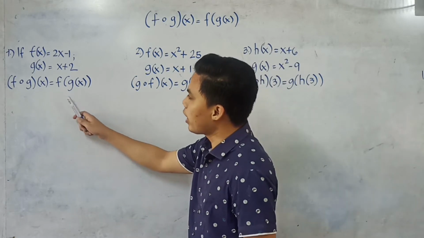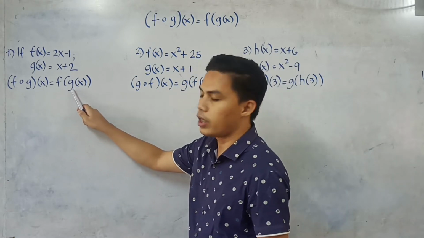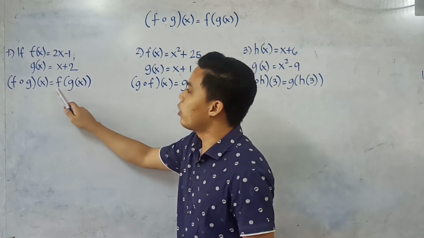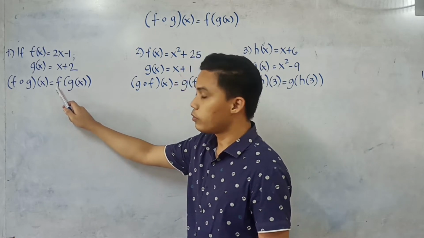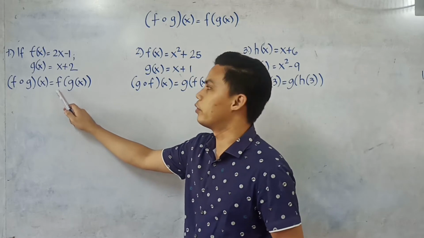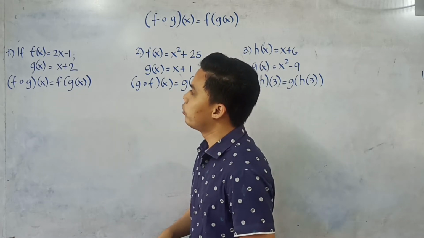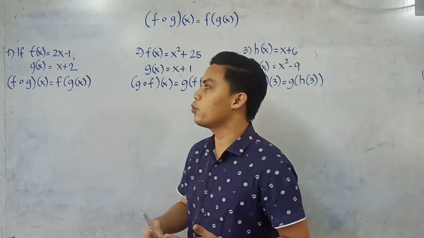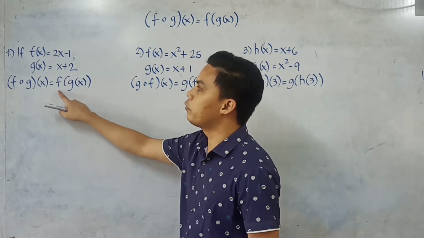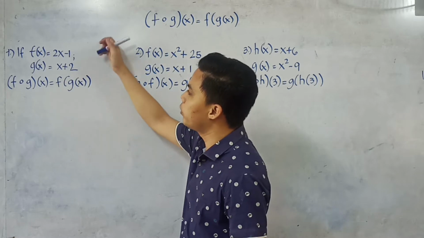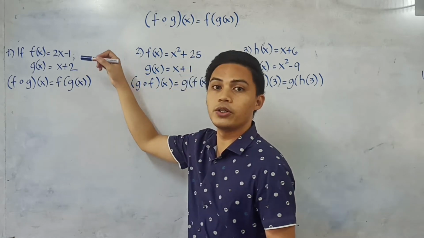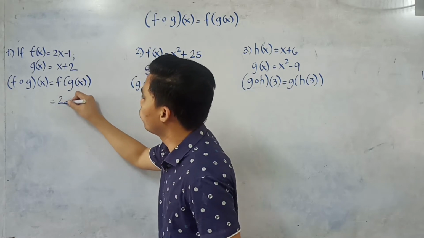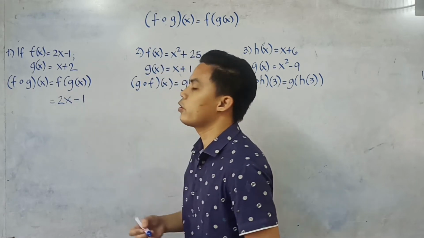So in this case, ang inner function natin is yung nasa pinakaloob, which is g or function of g. At yung outer naman natin would be function of f. Okay. So, yung iba pwede na mag-shortcut, pero yung sa akin, ginagawa ko, sinusulat ko muna yung outer function. Ano ba yung outer function natin? We have 2x minus 1. Okay. So, ilalagay ko dito, we have 2x minus 1.